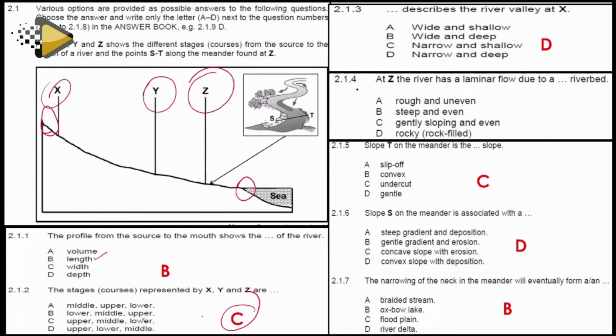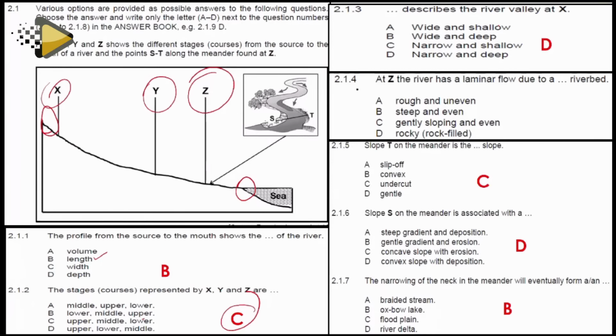Describe the river valley at X. So we're looking at the river valley at X. Is it wide and shallow? Is it wide and deep? The correct answer there is that it is narrow and deep.